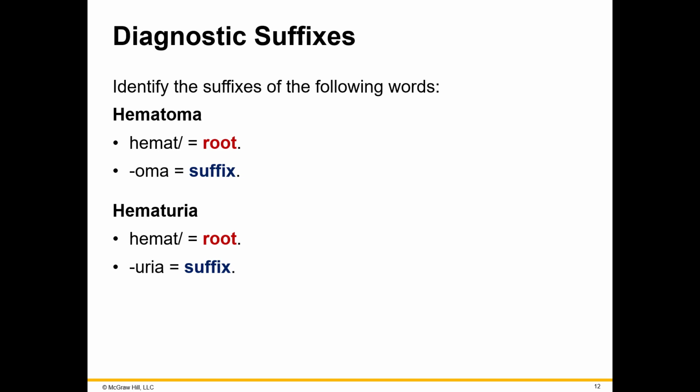So hemat is the word root meaning blood. Oma is the suffix meaning tumor or mass. And then we have hematuria. That is blood in the urine. So hemat again means blood. And then uria is the suffix meaning urine.